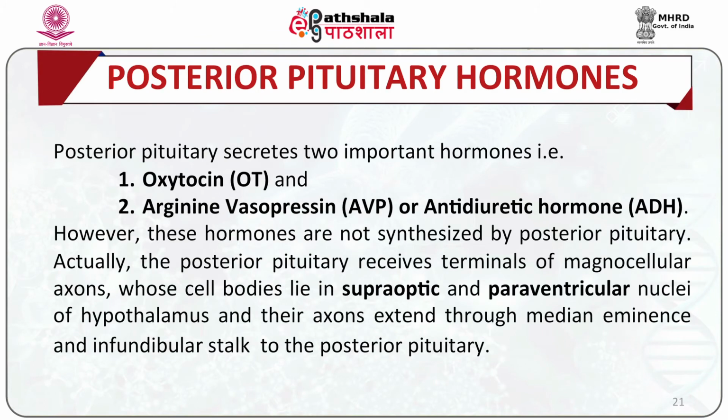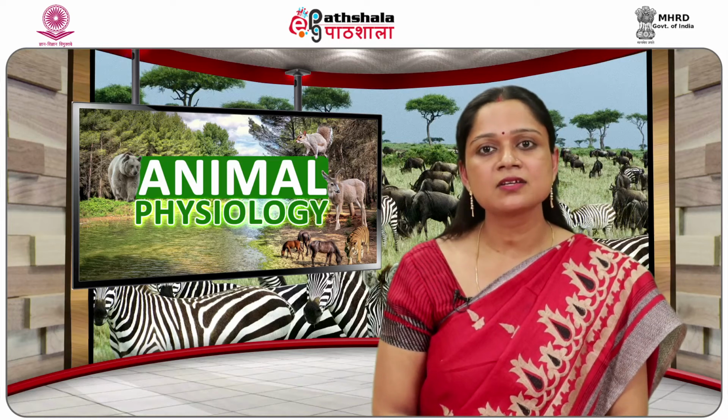The posterior pituitary secretes 2 very important hormones, that is oxytocin, that is OT, and arginine vasopressin AVP or antidiuretic hormone, that is ADH. However, these hormones are not synthesized by posterior pituitary. Actually, the posterior pituitary receives terminals of magnocellular axons whose cell bodies lie in the supraoptic and paraventricular nuclei of hypothalamus, and their axons extend through the median eminence and infundibular stalk to the posterior pituitary. These neurons are neurosecretory in nature.